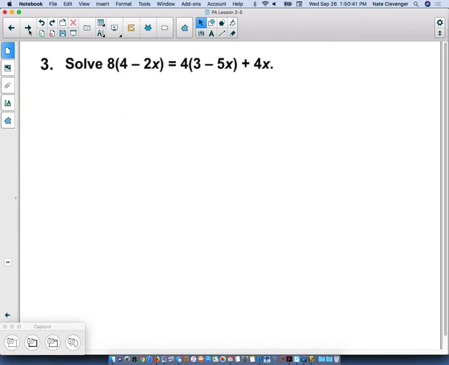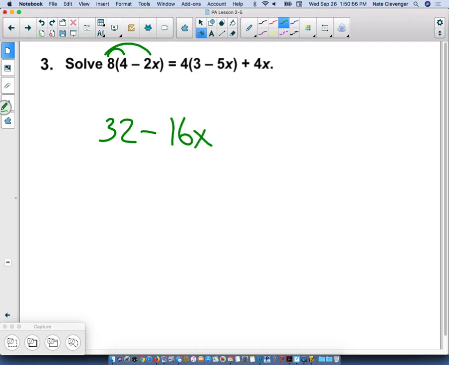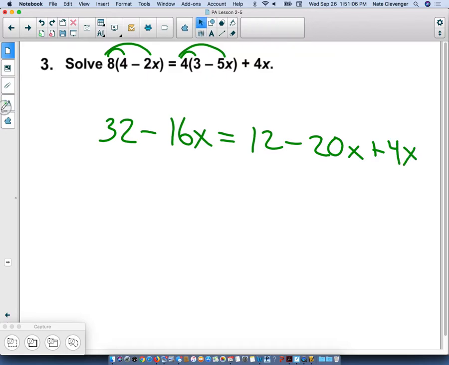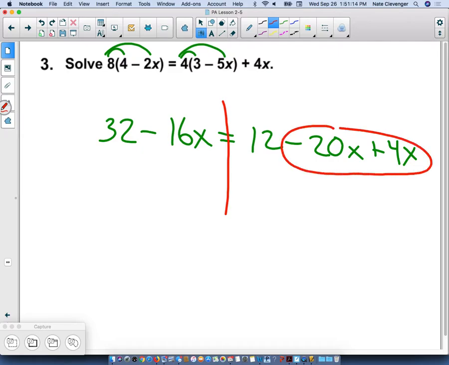All right. One more crazy looking one, and I'll work through this one a little bit quicker. Again, can't add anything inside here, so I'm going to take 8 times 4 is 32, minus 8 times 2x is 16x, equals 4 times 3 is 12, minus 4 times 5x is 20x, plus 4x on the end there. I'm going to have my equal sign, that splits it in parts. These two down here are like terms, so I'm going to simplify those. I'm going to rewrite everything else. So 32 minus 16x equals 12, negative 20x plus 4x, and that means negative 16x. Okay, I left off the x on that one, didn't I?